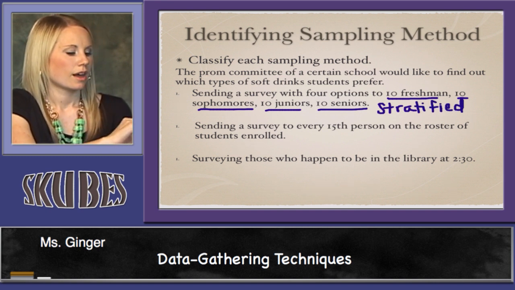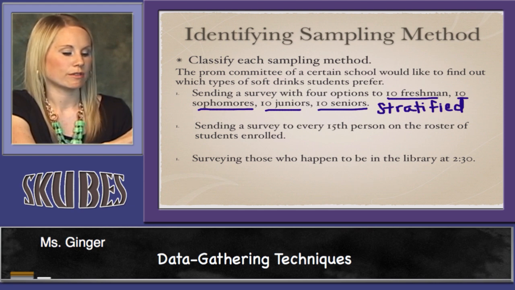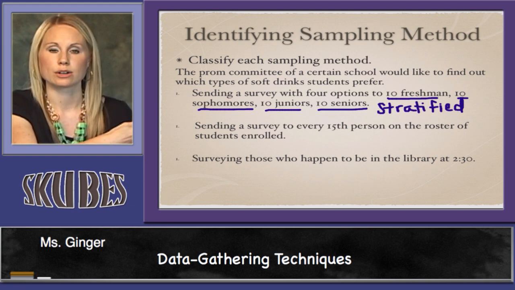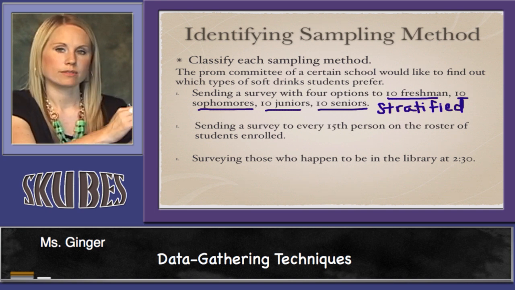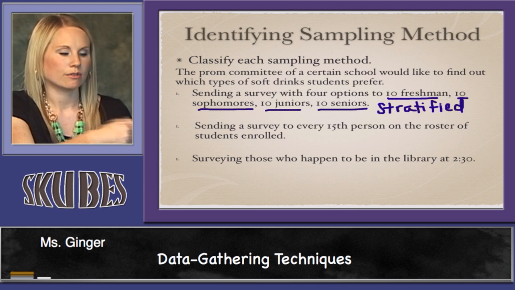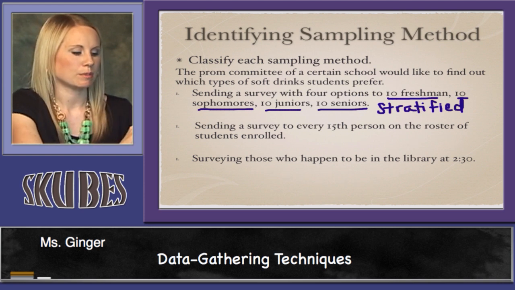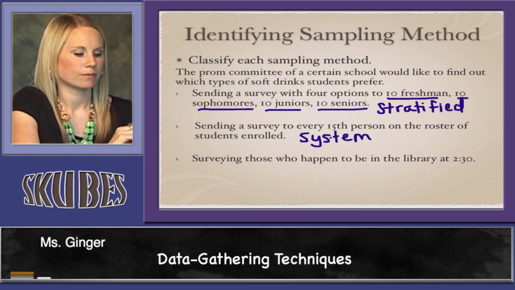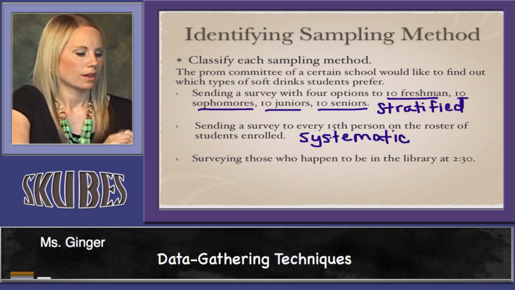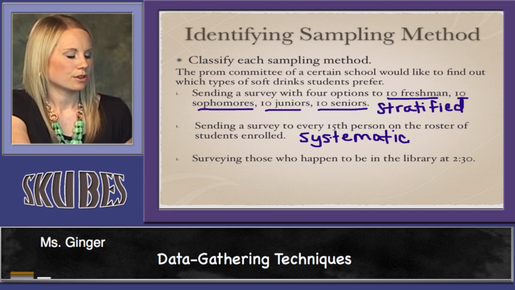Okay. All right, now, second method. Suppose they sent a survey to every 15th person on the whole entire roll of the school? Well, they have a system for doing this. They're choosing every 15th person in 15 people increments. So that is going to be our systematic way of sampling.